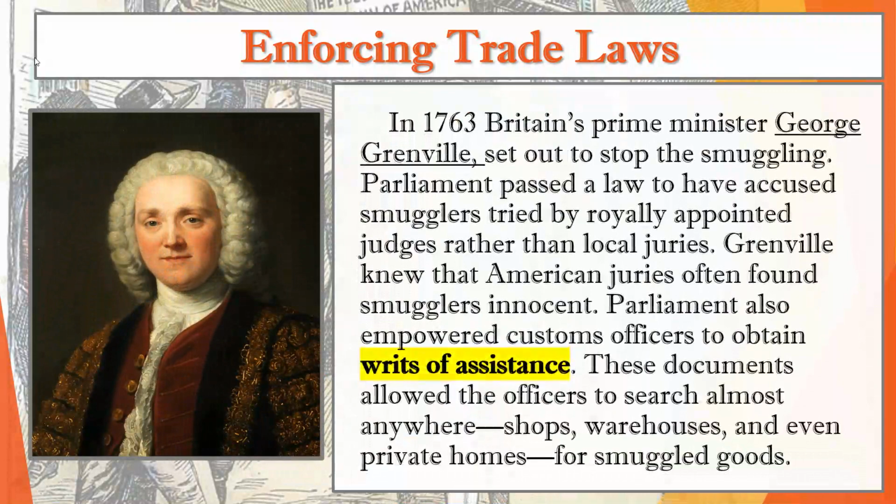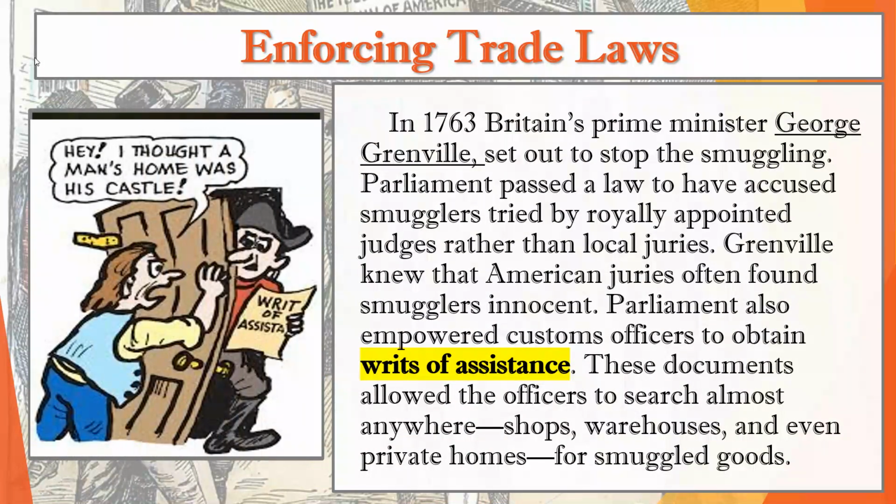In 1763, the British Prime Minister, George Grenville, set out to stop the smuggling. Parliament passed a law to have the accused smugglers tried by royally appointed judges rather than local juries. Grenville knew that American juries often found smugglers innocent. Parliament also empowered customs officers to obtain writs of assistance. These documents allowed the officers to search almost anywhere, shops, warehouses, and even private homes, for smuggled goods.